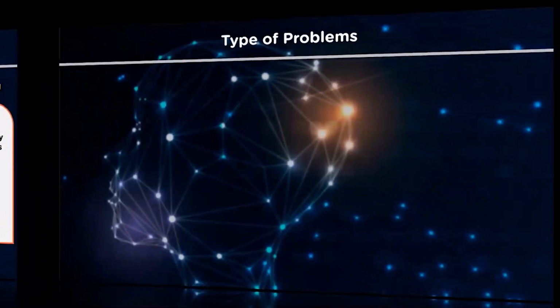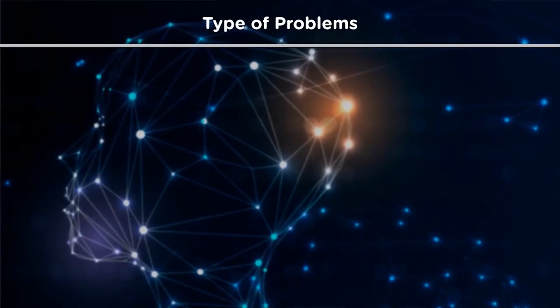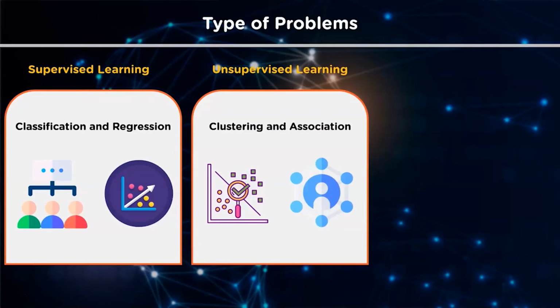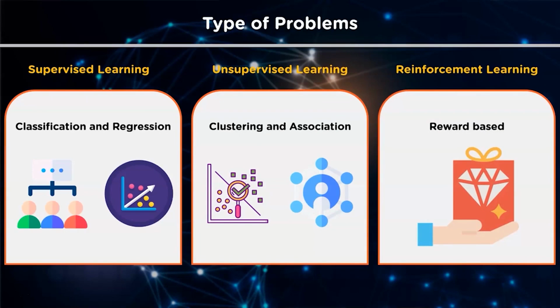And with that, let's focus on the types of problems that can be solved using these three types of machine learning techniques. So supervised learning is generally used for classification and regression problems. We'll see the examples in the next slide. And unsupervised learning is used for clustering and association problems. While reinforcement learning is reward based, so for every task or for every step completed, there will be a reward received by the agent. And if the task is not achieved correctly, there will be some penalty used.